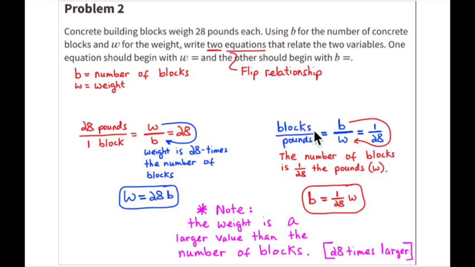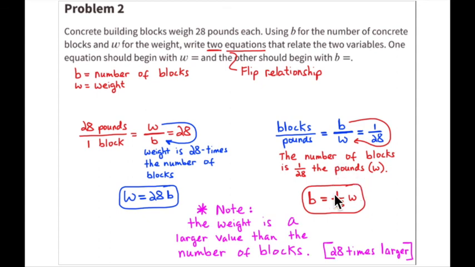So if you flip that relationship, now it's blocks per pounds. So now I have the number of blocks is 1/28 the number of pounds. So if I have 28 pounds, how many blocks do I have? Well, I am holding in my hand 28 pounds. How many blocks am I holding in my hands? I'm holding 1 block in my hands. So 1/28 times 28 pounds equals 1 block. So the number of blocks is 1/28 the number of pounds.